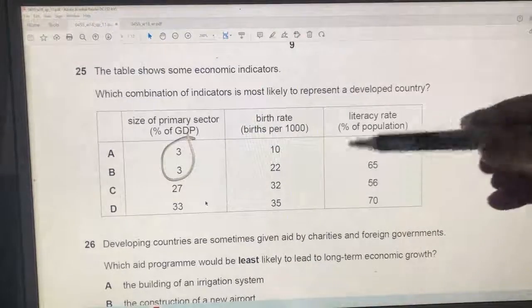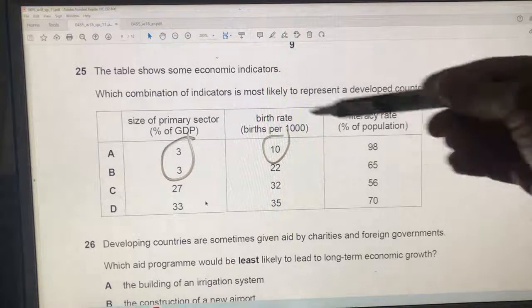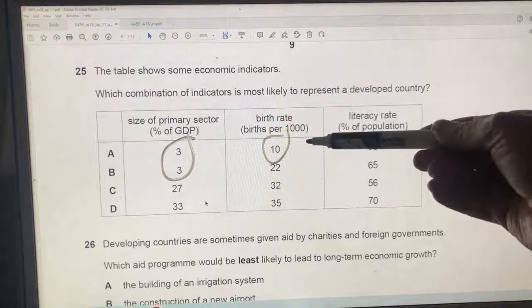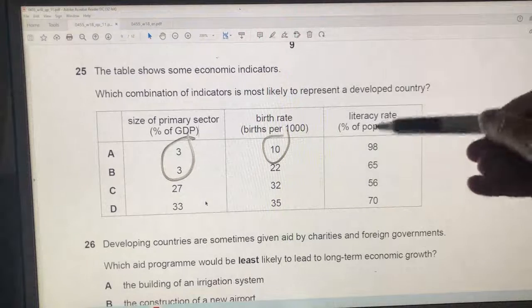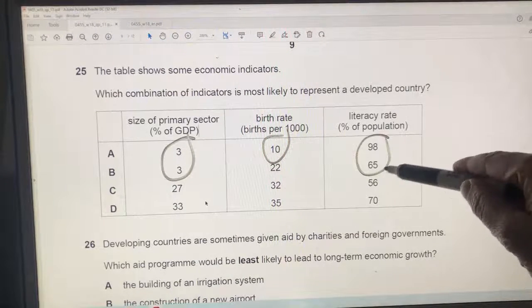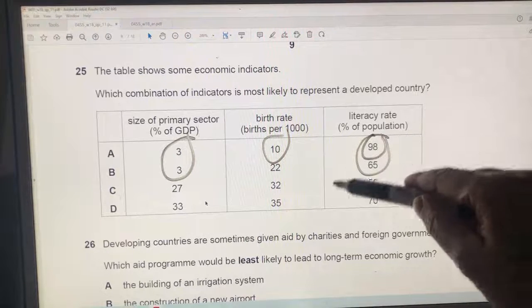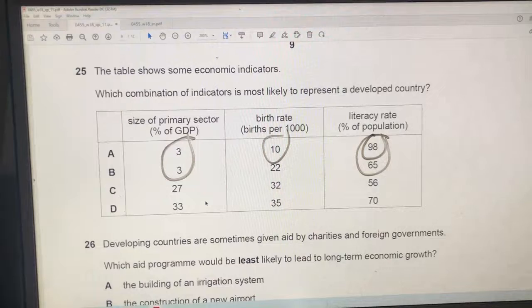And the birth rate is probably low. In a developed country, there tends to be low birth rates. And there should be a high literacy rate. 98 is quite a bit higher than 65 or anything. So for 25, I think the answer is clearly A.